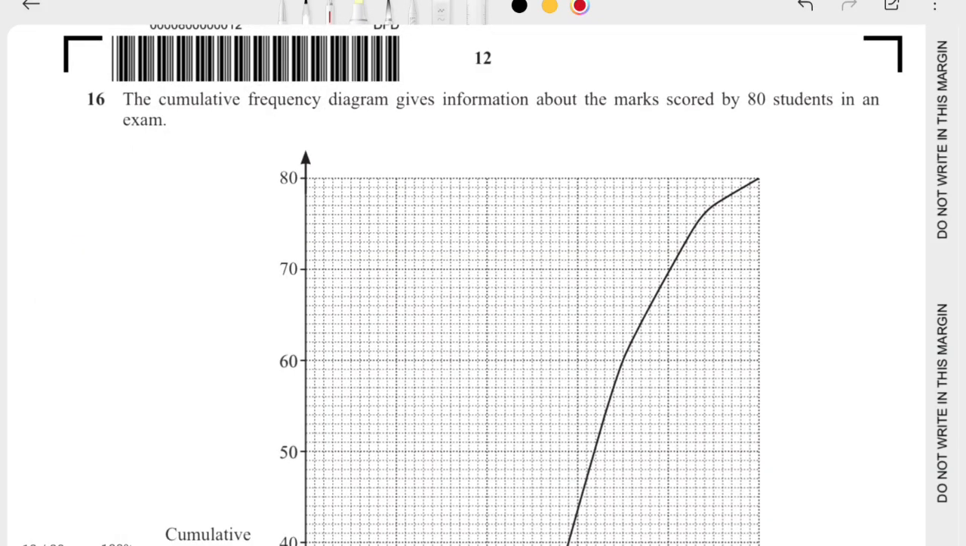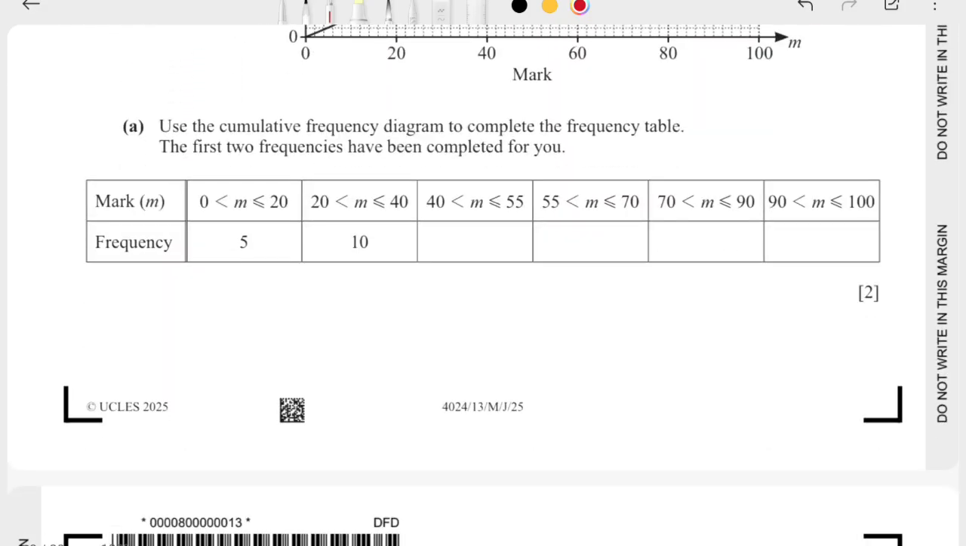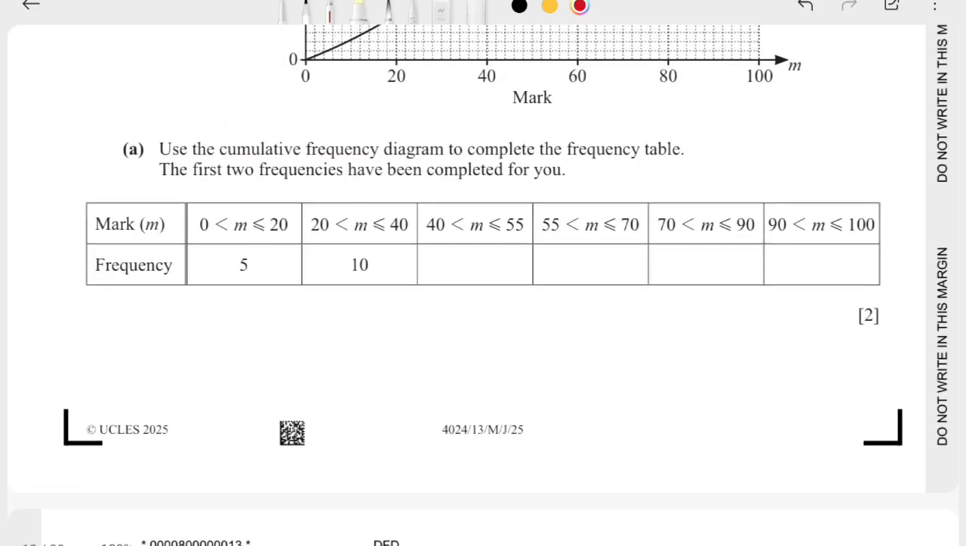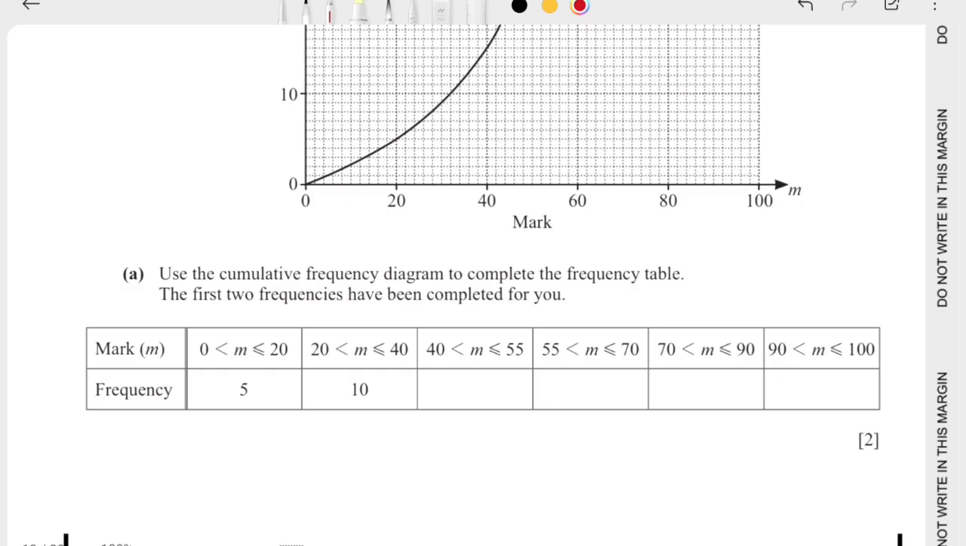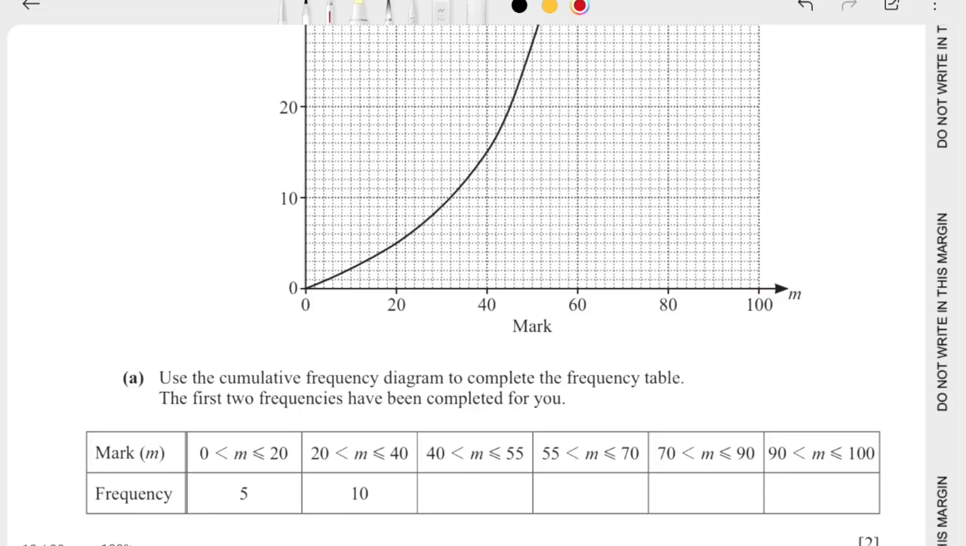Question number 16. The cumulative frequency diagram gives information about the marks scored by 80 students in an exam. Use the cumulative frequency diagram to complete the frequency table. The first two frequencies have been completed for you. Students, now with the help of this curve, we would be able to find out frequencies. For that purpose, we have to do some extra steps here.